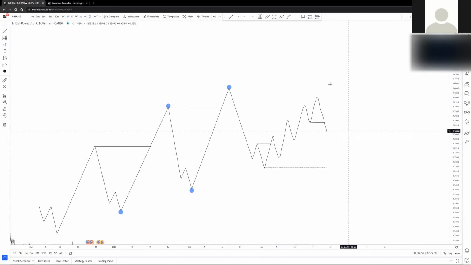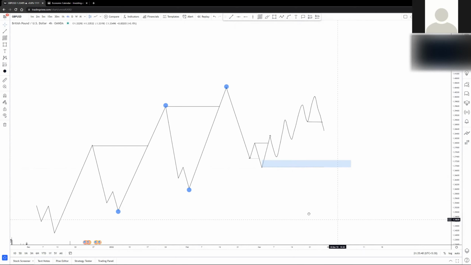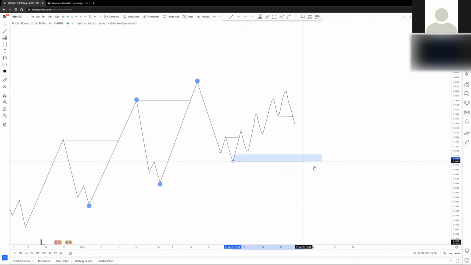Now, most people will look for confirmation entries from here. Now will it work out? No, it's a weak low. So why would you buy from a weak low, even though we have liquidity being fed into that?